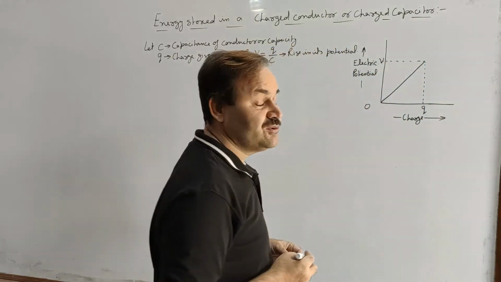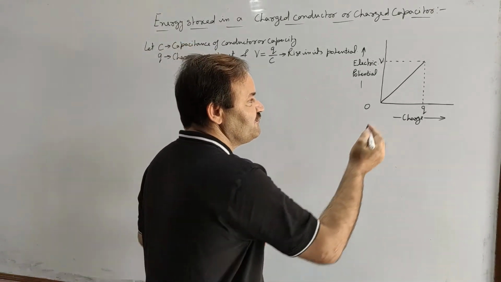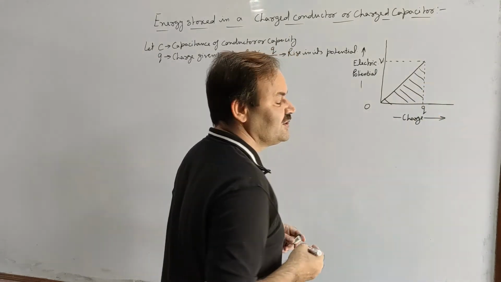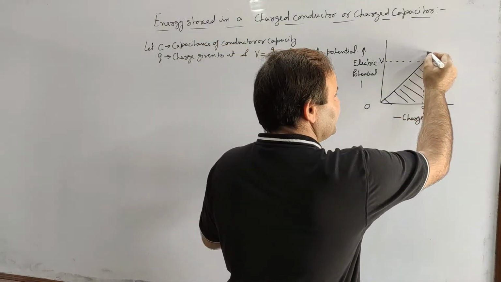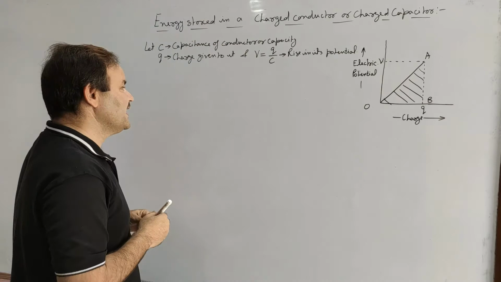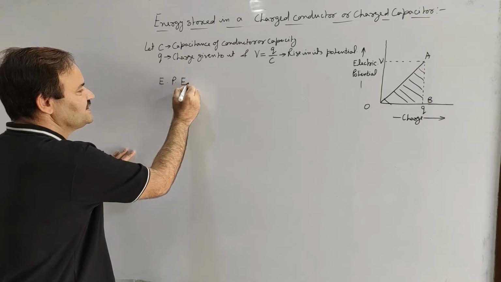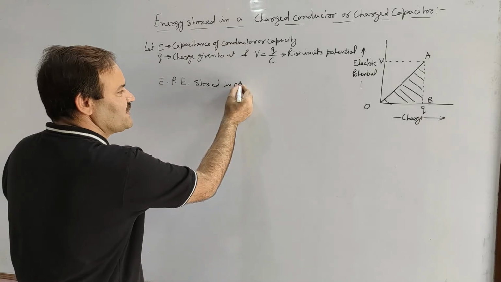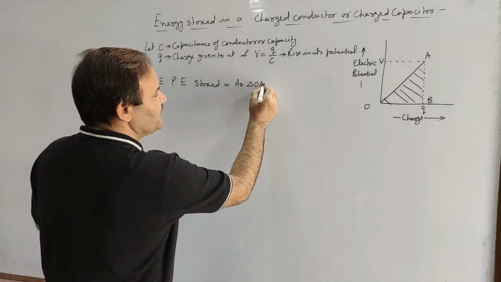So the work done in charging the capacitor or body will be given by this area between the horizontal axis and the curve, and we see that this figure is a triangle, and the area of the triangle will give the electric potential energy. So electric potential energy stored in a charged body or capacitor is equal to the area of triangle OAB.